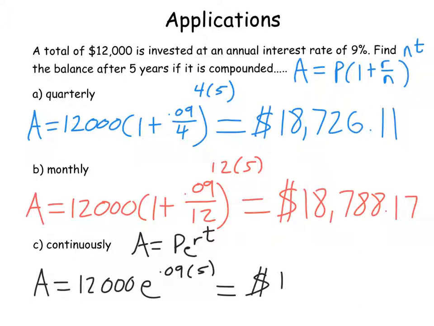Now this is kind of like interest is being compounded all the time. So you can see as far as the end value of the investment after 5 years, it's even a little bit better than part B. Okay? Because again, this represents the case where interest would be compounded constantly, continuously, like it's going on all the time.